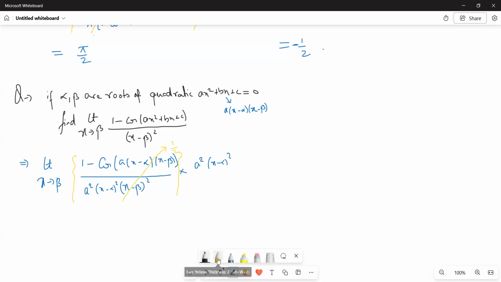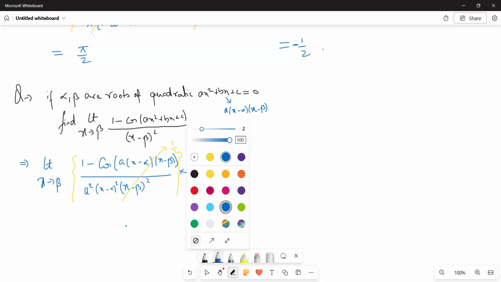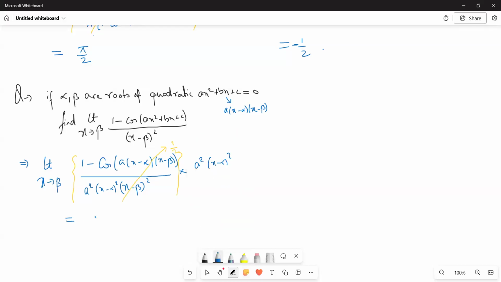So the answer that we get for this would be a square (alpha minus beta) whole square by 2. Beta minus alpha, alpha minus beta is the same thing, it is inside a square, doesn't matter. Okay, it doesn't matter because it is inside a square. Simple question.